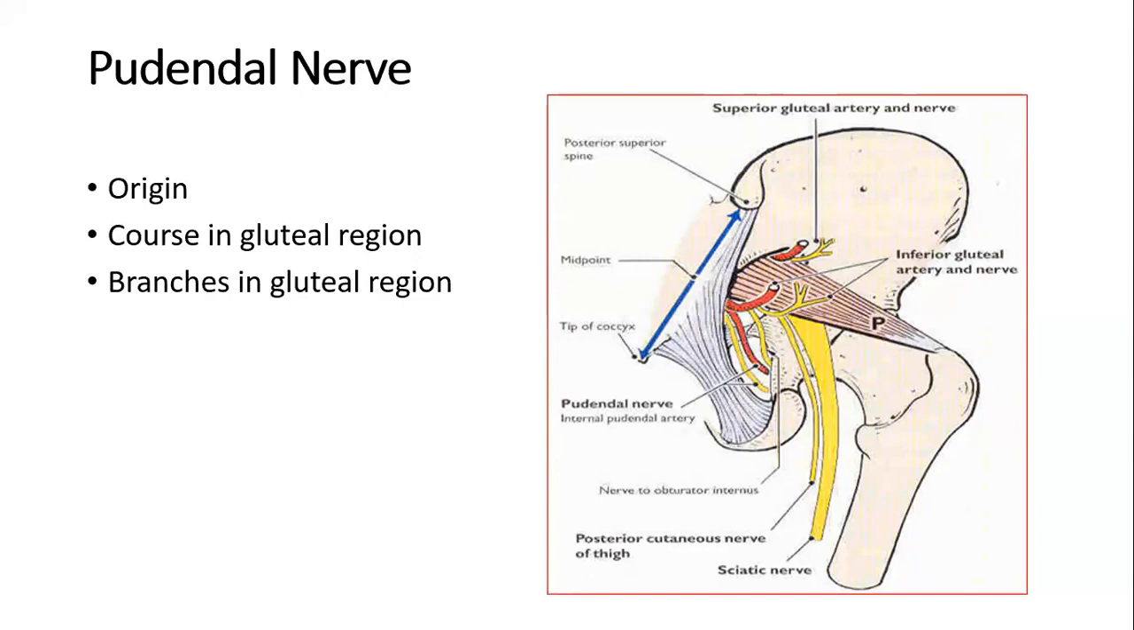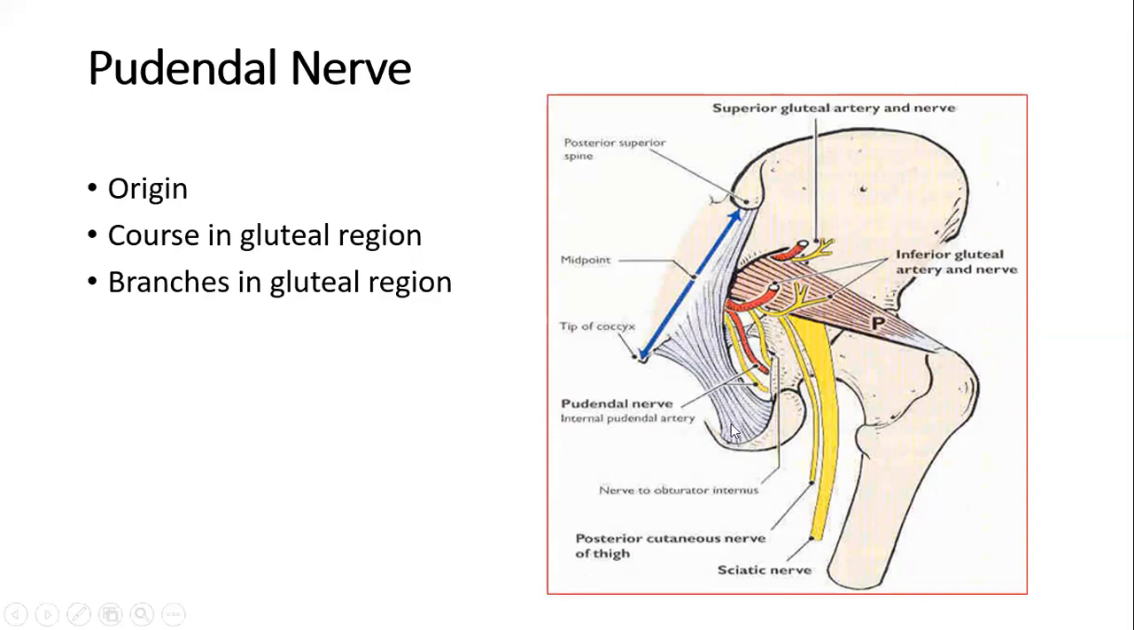Their pudendal nerve comes to lie within the ischiorectal fossa, which you will study with abdomen pelvis in second year MBBS. And pudendal nerve ends by distributing into the perineum, whereas nerve to obturator internus ends by supplying the pelvic surface of the obturator internus muscle.